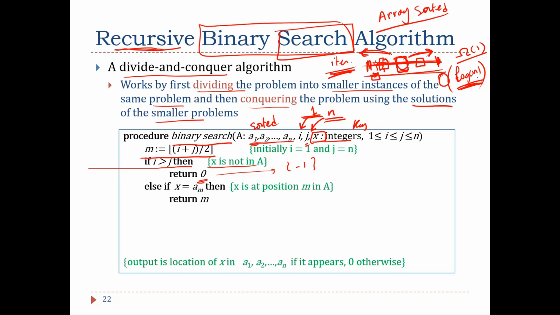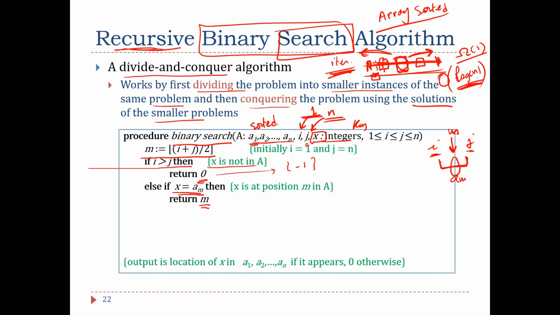Okay, so if it is not the case, as long as i is less than or equal to j, it means we are still looking at a section of at least one element. So i is here, j is there, and we are looking at the middle here, m. I'm sorry for this dash that comes from PowerPoint. So if x is equal to a at the position m, so this is a_m, then perfect. We return m to be the position of the array item where we found x. It's really m, the index of a_m.